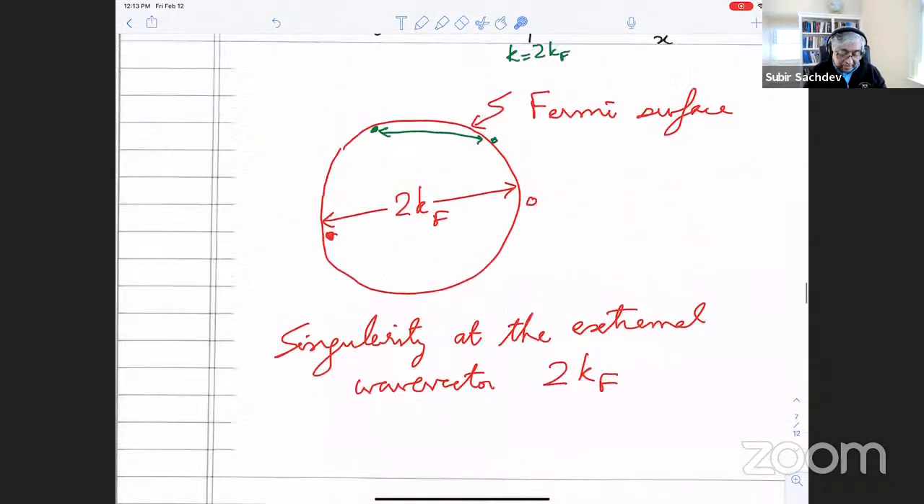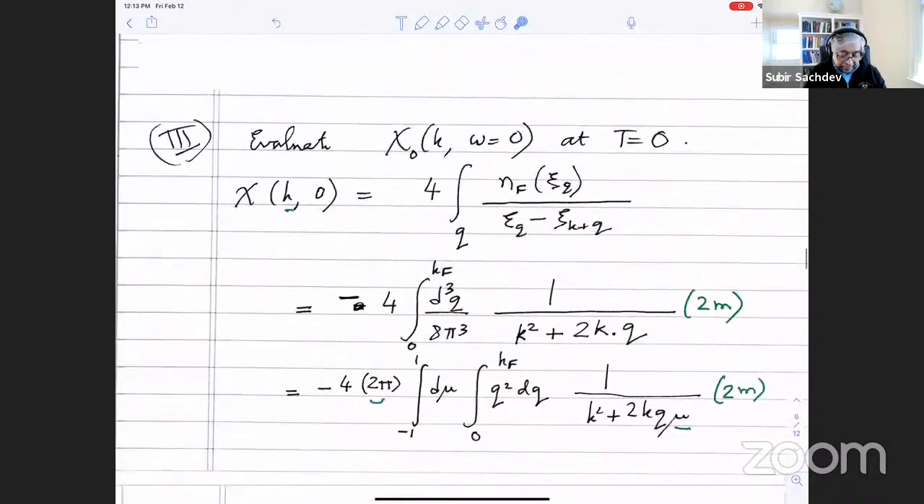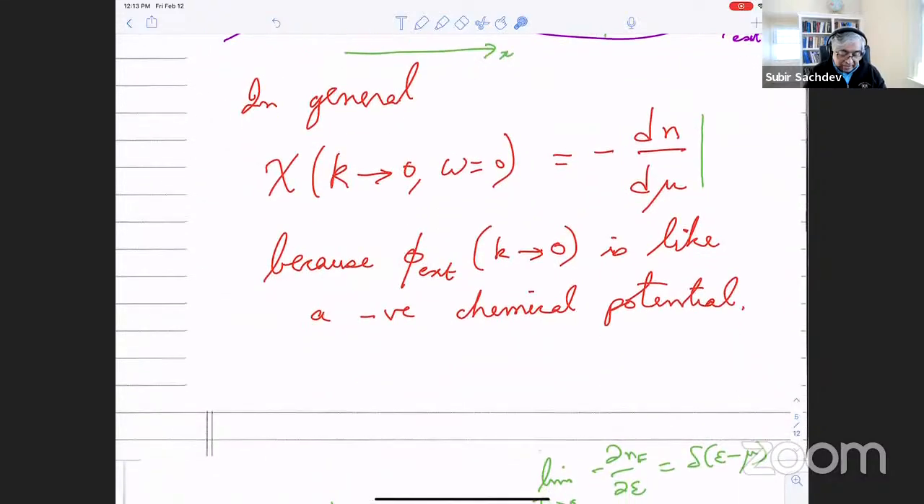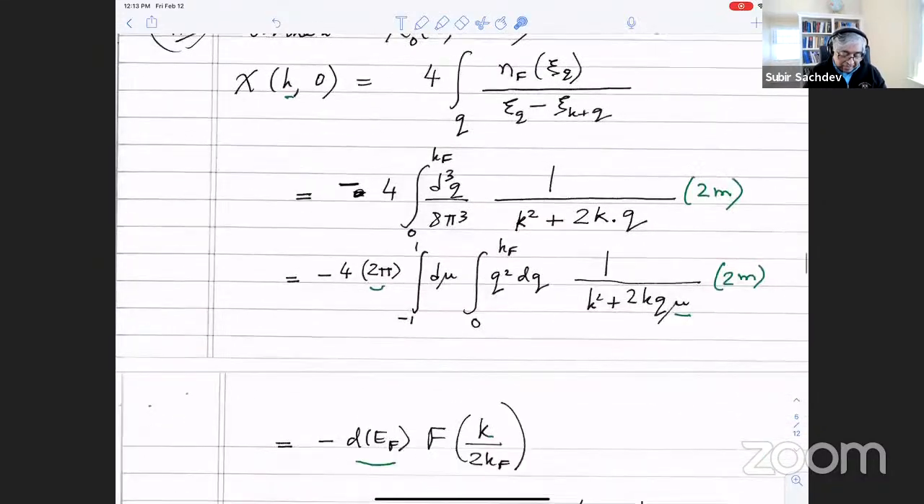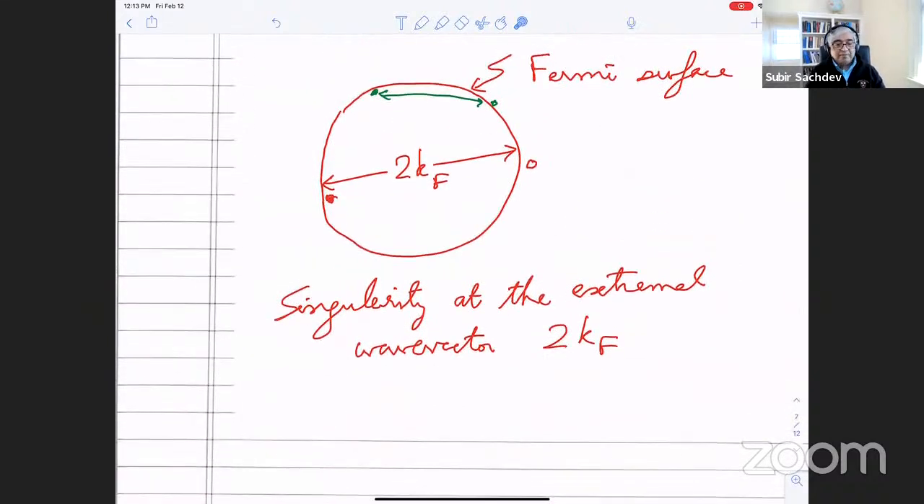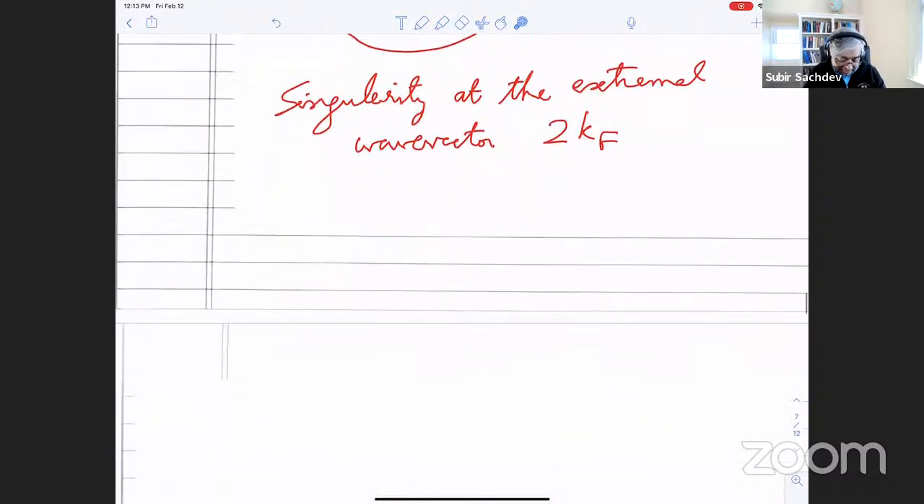All right, so that's the summary of the static response. At zero momentum, it just gives you the compressibility, the density of states. And at finite momentum, there's some weak singularity at the extremal wave vector, the 2kF wave vector. Actually, some of you might be working in STM labs. This 2kF singularity is what leads to all the things that are observed in STM experiments these days when you have Fermi surfaces, these oscillations. We'll talk about that soon enough.